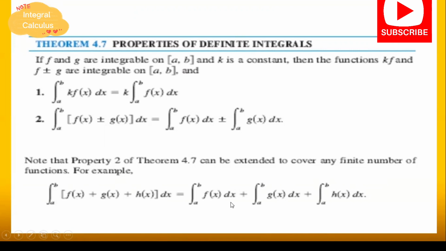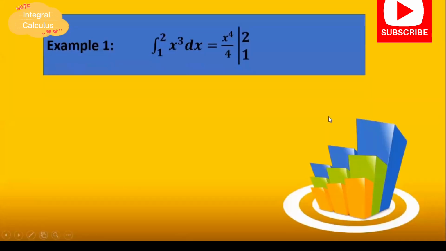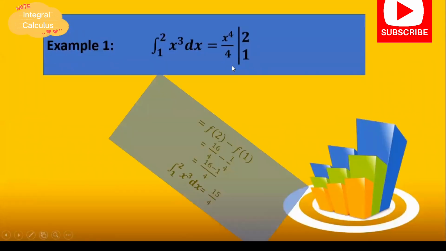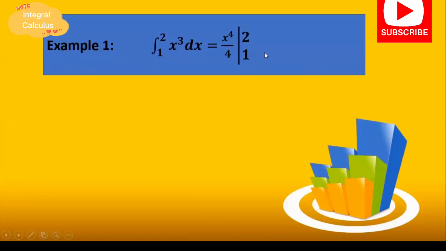So the integral of f of x with respect to x from a to b, plus the integral of g of x with respect to x from a to b, plus the integral of h of x with respect to x from a to b. We have a very simple example. Here we have the integral of x cubed with respect to x from 1 to 2.